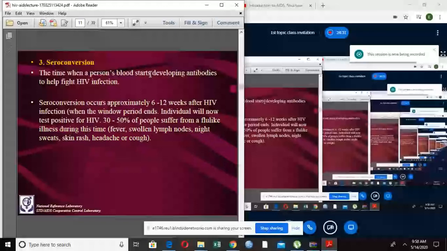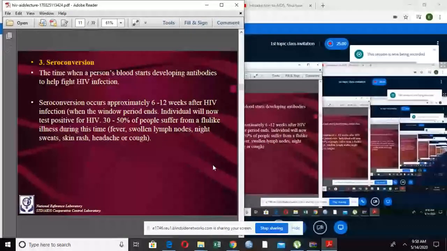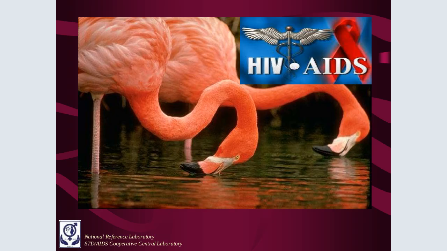Seroconversion occurs approximately between 12 weeks. When the window period ends, individuals will now test positive, with a flu-like illness with symptoms such as fever, swollen lymph nodes, night sweats, skin rashes, headache, as well as cough.